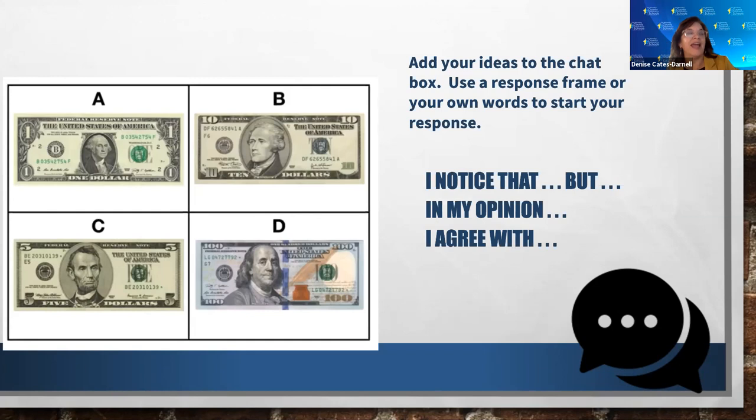Somebody said that A doesn't belong because it is not a multiple of 5. Great. And I also saw that A doesn't belong because it is the smallest value. We've got a lot of people online, so I'm going to let you go through the chat and see some of the others. I love the language that you're using.